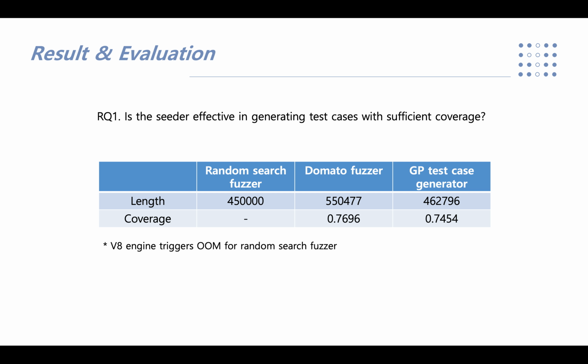To test the effectiveness of CEDAR in generating test cases with sufficient coverage, we generate test cases for the three fuzzers with roughly equivalent length. Since Tomato generates test cases with length somewhere near 450,000 to 550,000 characters, this is chosen as the base length to generate test cases. For Tomato fuzzer, we choose the best possible coverage out of 100 test cases.